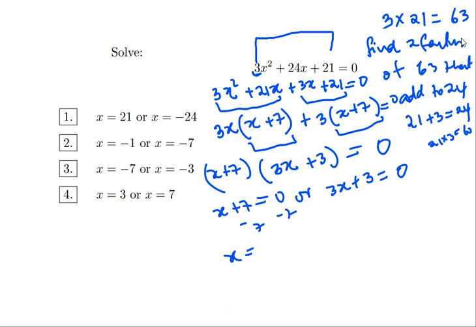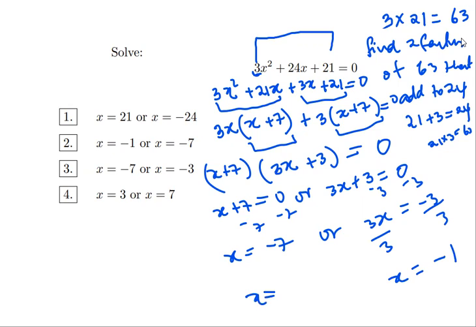Okay, cool. Now that we're here, we can subtract a 7 from both sides, and we get that x is equal to -7. Or we can first subtract a 3 on both sides here, and we get that 3x is equal to -3. Then we divide by 3 on both sides. We get that x equals -1. So the correct answer is x equals -1, or x equals -7. So this here is our correct answer.